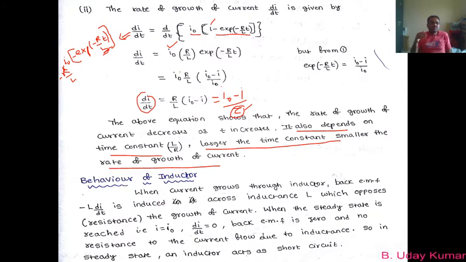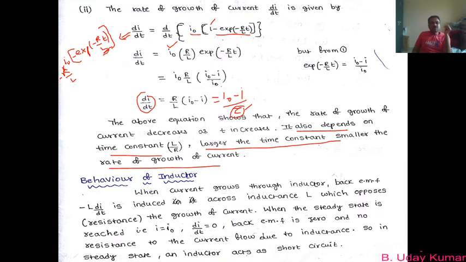So from this equation you can easily say that initially the current grows very rapidly. That means even for smaller intervals of time, the rate of growth of current will be larger, but as time passes on, the growth in the current automatically decreases. This is what you have to understand.